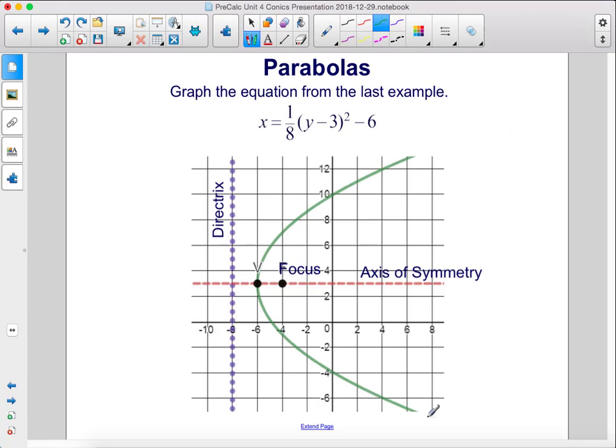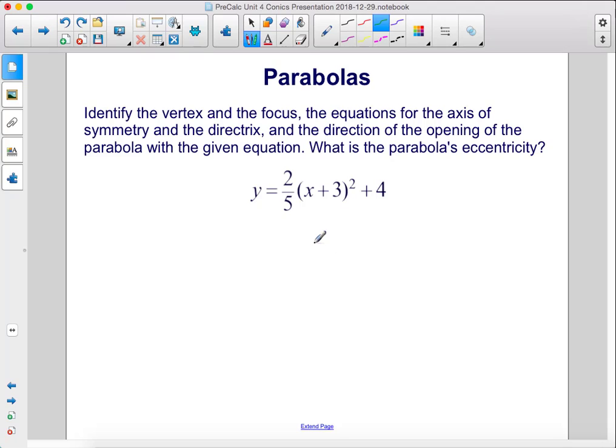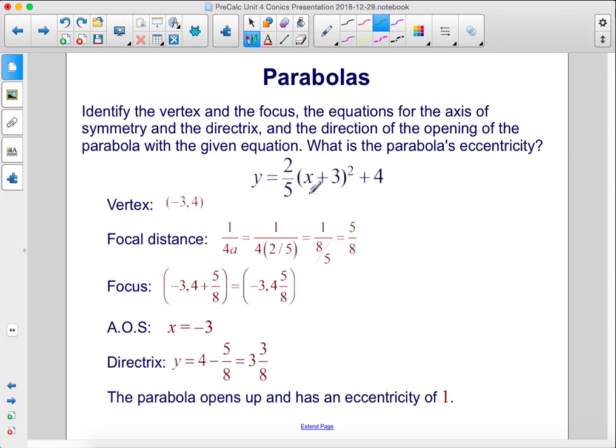Here is a much nicer drawing of our parabola. Identify the vertex and the focus, the equations for the axis of symmetry and the directrix, and the direction of the opening of the parabola with the given equation. What is the parabola's eccentricity? Here we have y as a function of x.